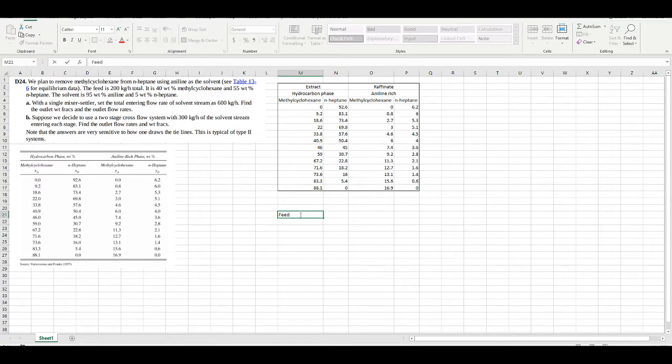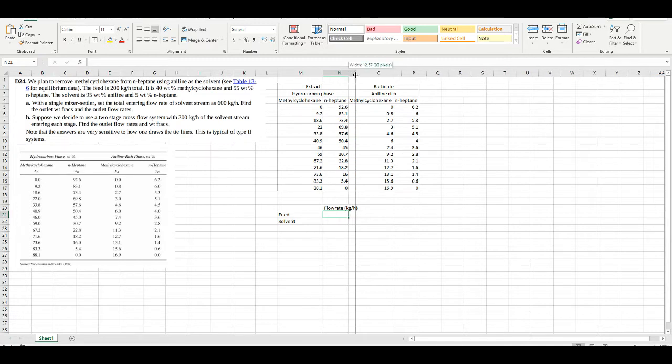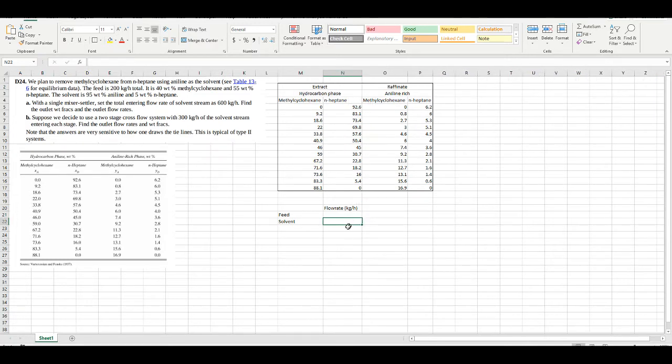Have our feed and our solvent, and the flow rate we're going to add here in kilograms per hour. And so our feed is 200 kilograms per hour, and the solvent is 600 kilograms per hour. And then after that, the composition.